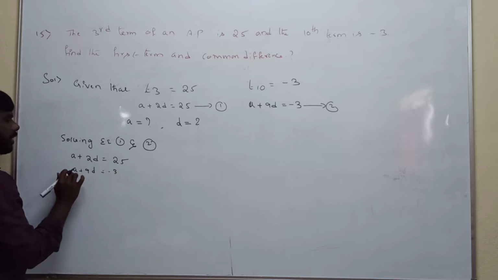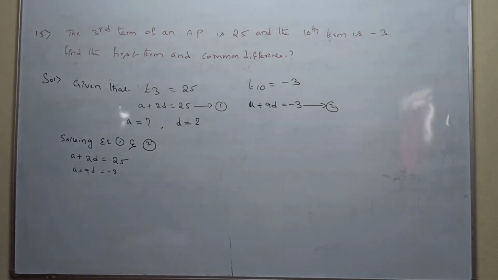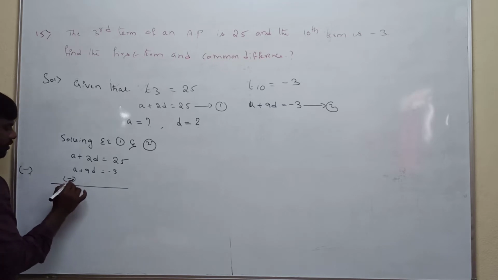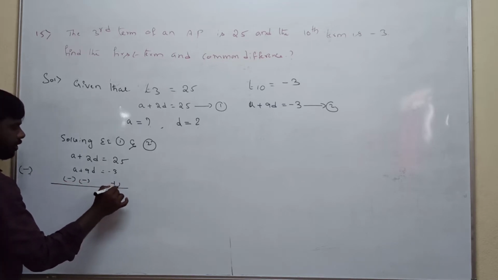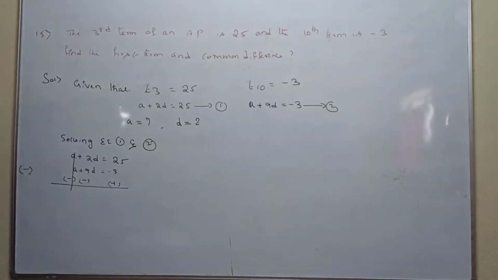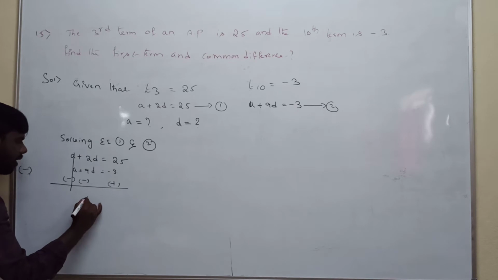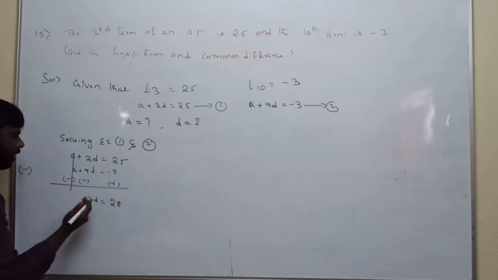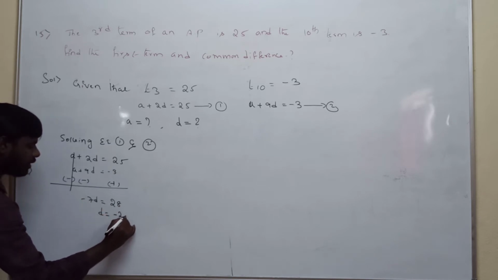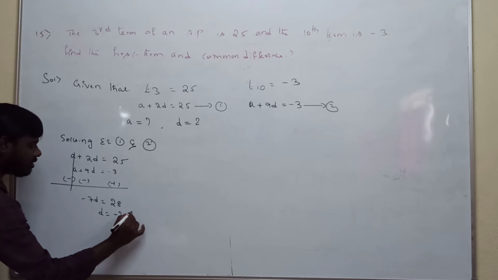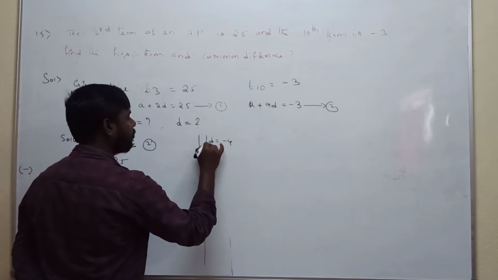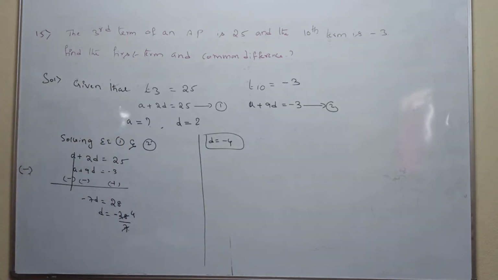In both equations the a coefficient values are the same, so don't multiply any value directly. You should subtract, so the signs will change: plus becomes negative, and here also negative becomes positive. Plus a minus a gets cancelled. 2d - 9d is -7d. 25 + 3 is +28. So -7d = 28, and d = -28/7. 7 fours are 28. Finally, we got the common difference d = -4.